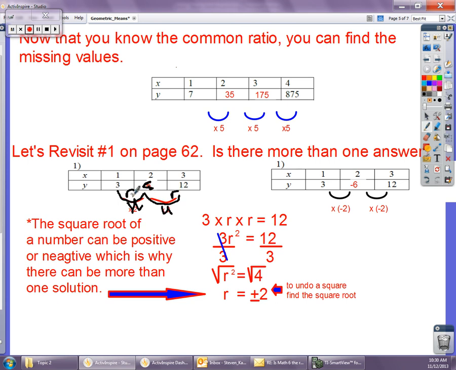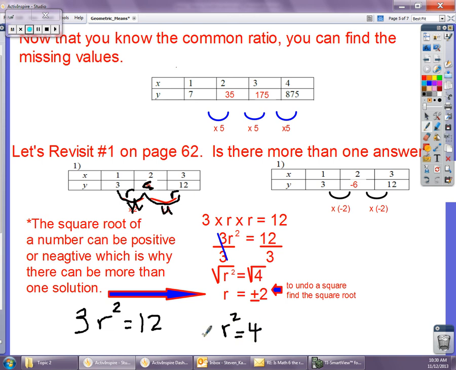So here, you're taking the number 3, the first term, and you're multiplying by r, but you're multiplying it by r twice, so that's like r squared. And you're going to eventually get to 12. Well, here if you divide both sides by 3, you get r squared equals 4.